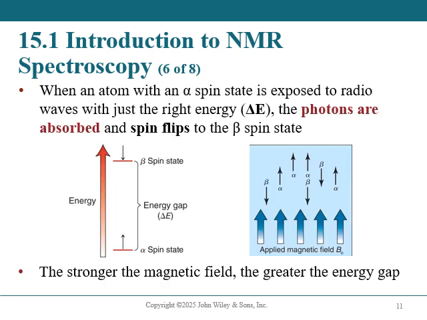When an atom with an alpha spin state is exposed to radio waves with just the right energy, just enough that it matches the delta E right here, the photons are absorbed and the spin flips to the beta state. So you want to add just enough energy for this alpha spin state to jump to the beta spin state. The stronger the magnetic field, the greater that energy gap. So this number is not going to be the same across every single nuclei. It actually varies, and it depends not just on the nuclei, but on its environment. So this is going to be very unique, and the stronger that delta E, the greater that energy gap.